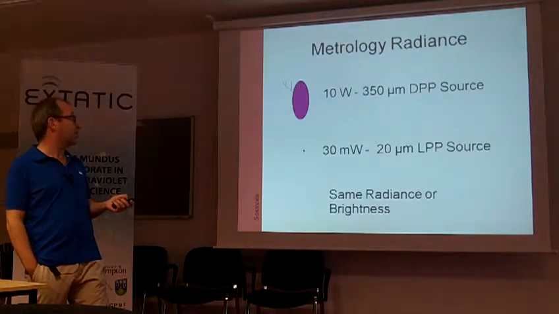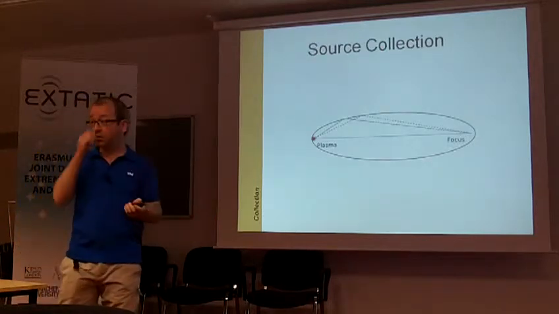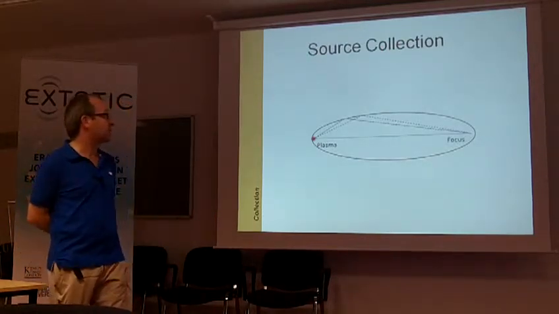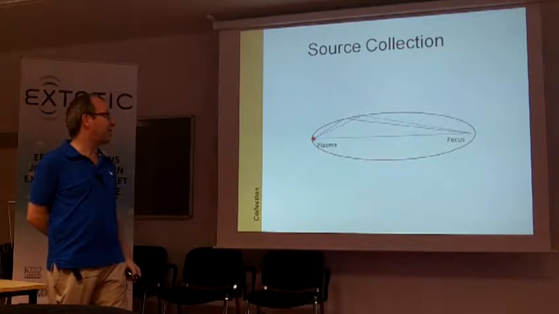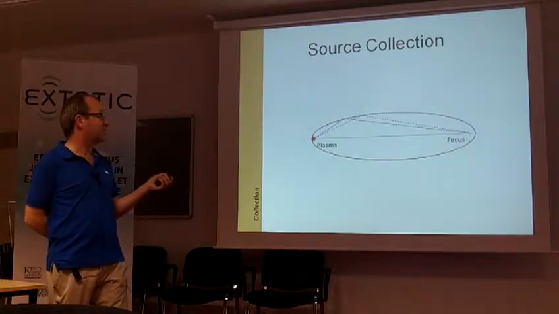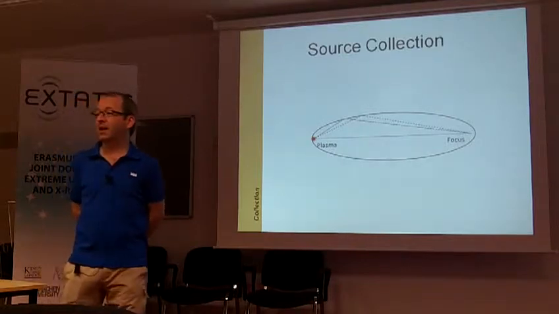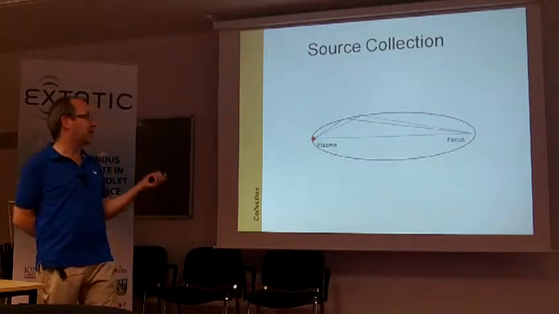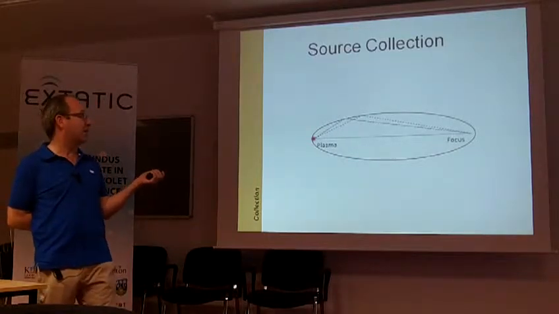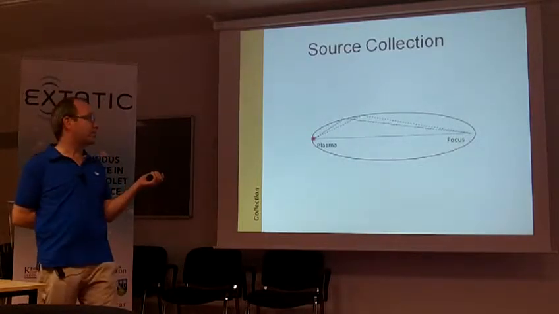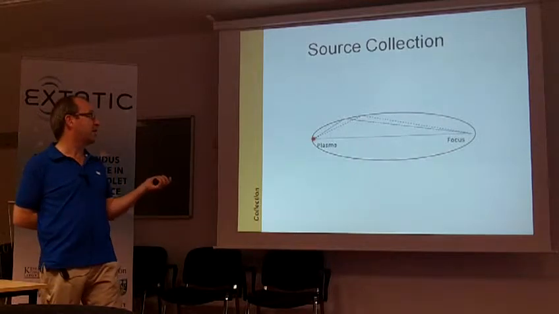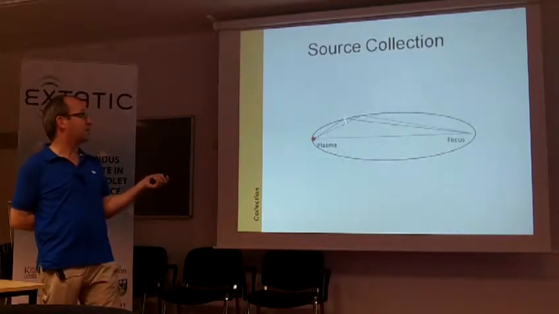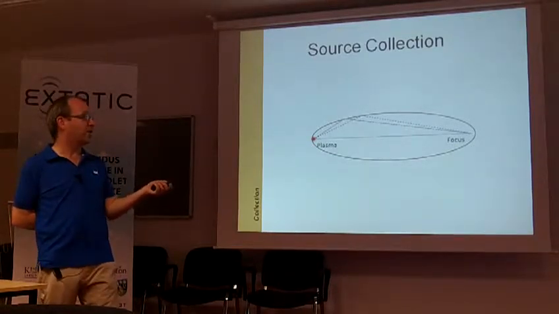So that's more or less it about sources for the moment. And source collection is the next thing that I wanted to talk about. There are various methods deployed in source collection. And the simplest one is to use, because EUV photons are reflected very poorly in normal incidence by most materials, grazing incidence reflection on an ellipsoidal mirror. So you take an ellipsoidal section like this, and you put your plasma at one focus, and you get a focused beam on the other side.